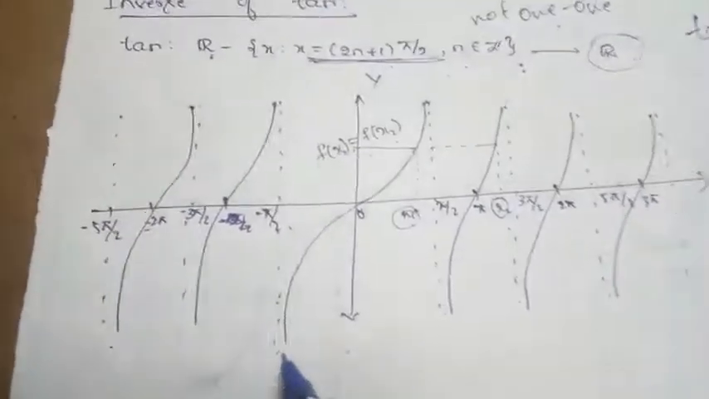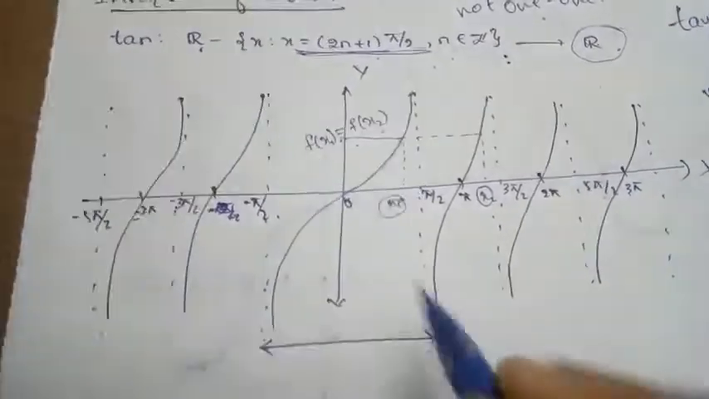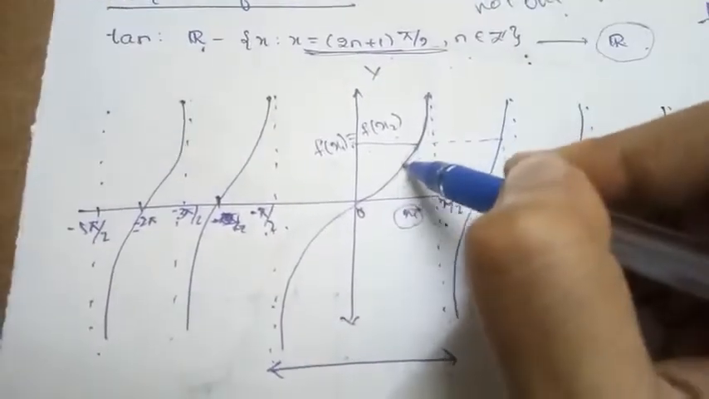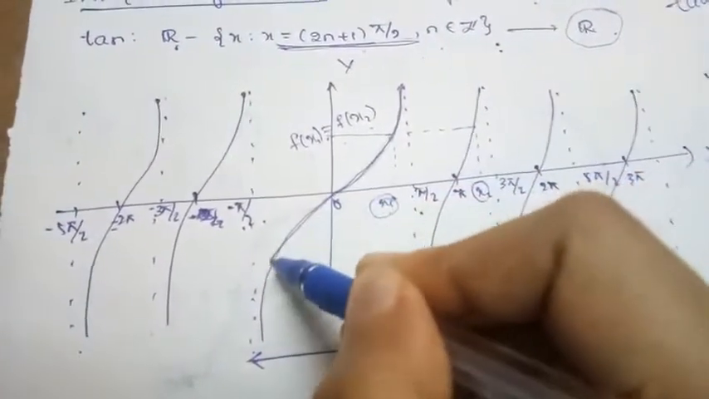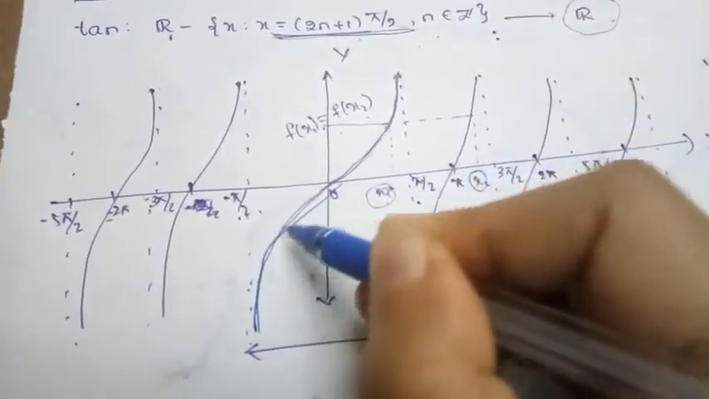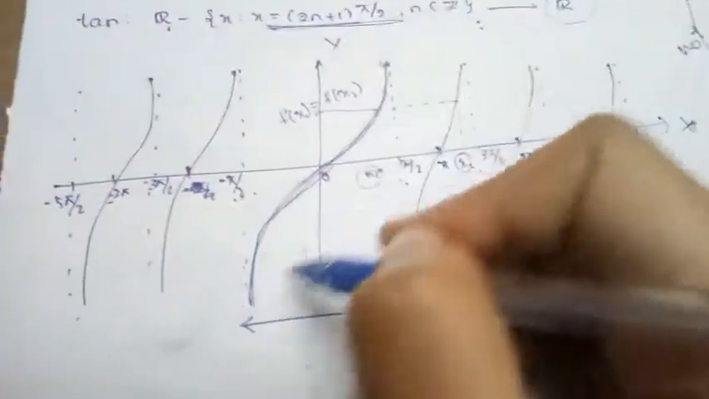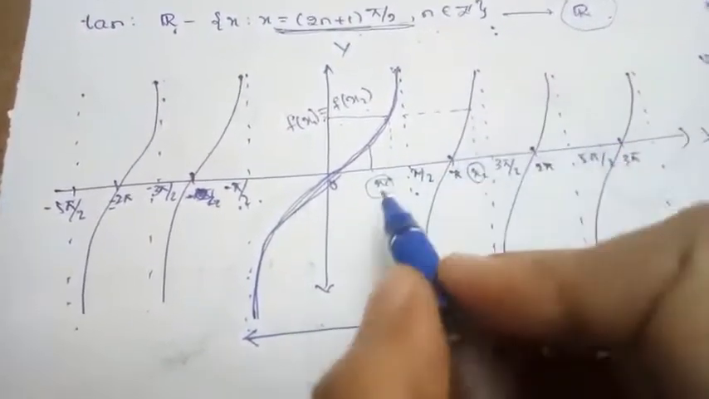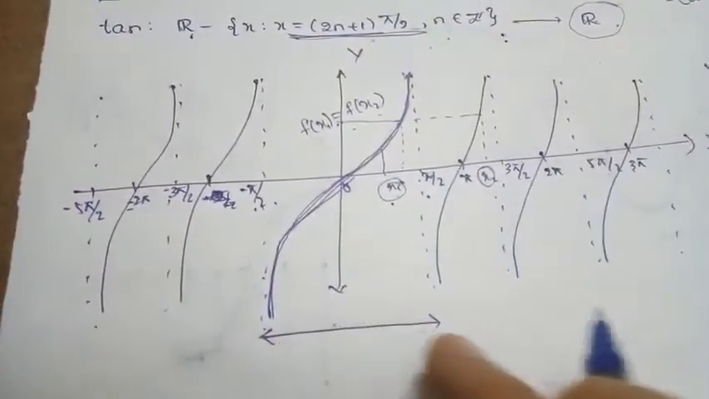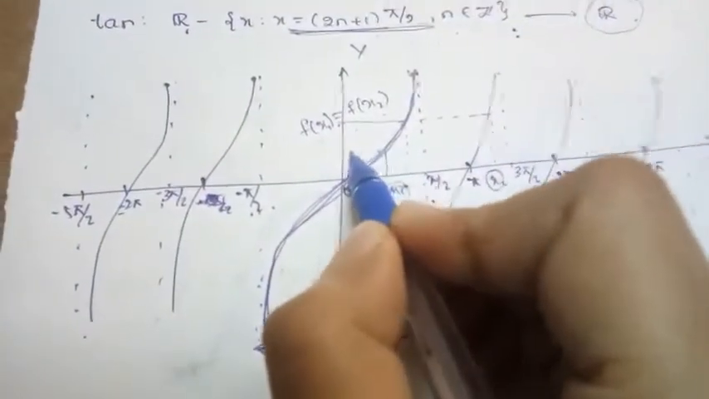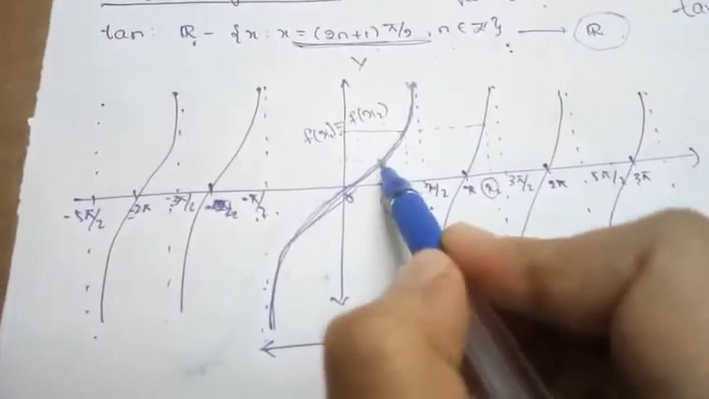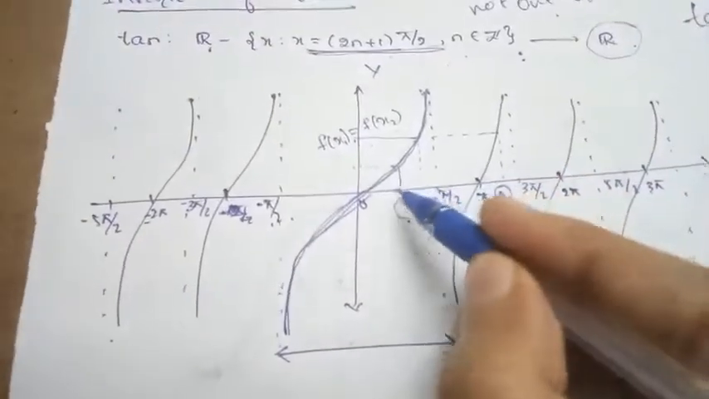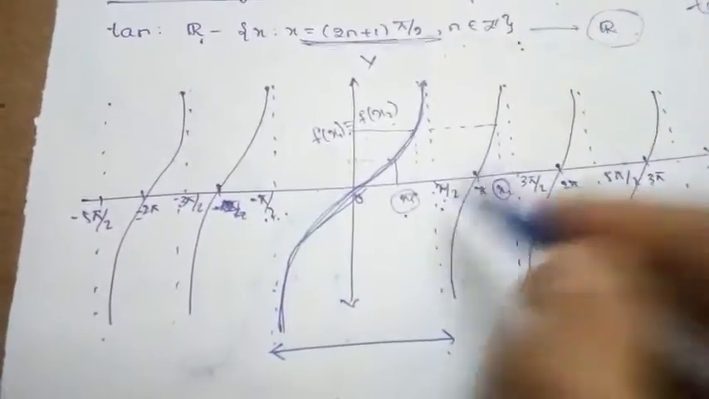So suppose I restrict the function from minus pi by 2 to pi by 2, at that time what are we going to get? We are going to get only this much as the graph from minus pi by 2 to pi by 2. So if this much is the graph, it means if I take any value of x from the domain, that is from minus pi by 2 to pi by 2, we are going to get one and only one image in the range, that is in the set of real numbers, for each value lying between minus pi by 2 to pi by 2.